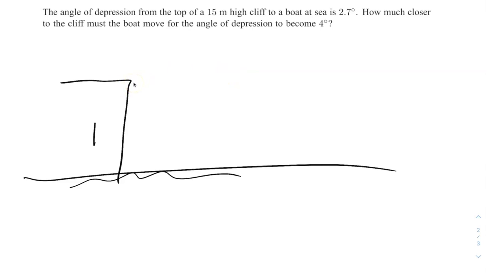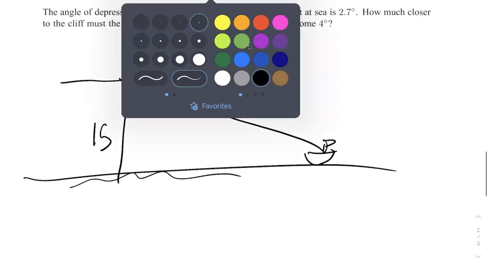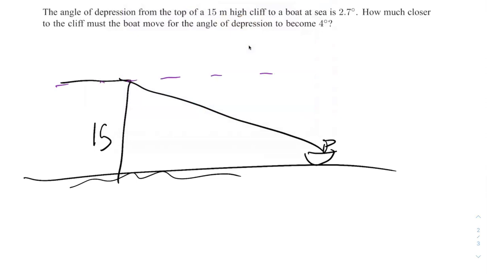This is 15 meters high, and then we're going to go to a boat. It says my angle of depression is 2.7 for the first one. So remember, angle of depression from the top of the cliff is what we're talking about here. Now the key thing here is you draw a horizontal line, right? Because a lot of people will put 2.7 right here, and that's wrong. Remember, it has to come from a horizontal line. Angle of elevation, depression, you always draw a horizontal line first. And then it's the angle below that that's depression. So this is 2.7.